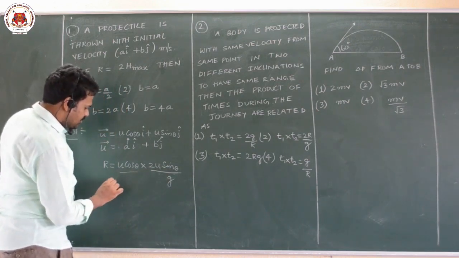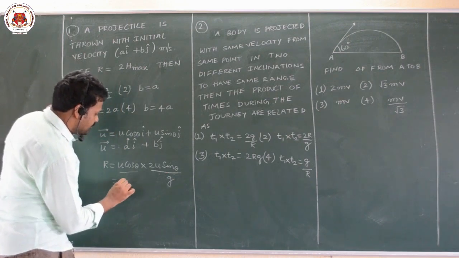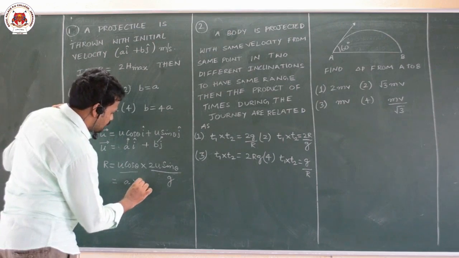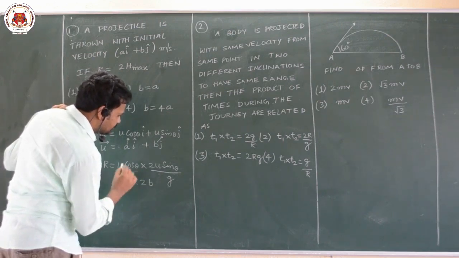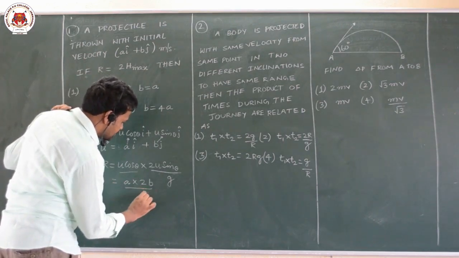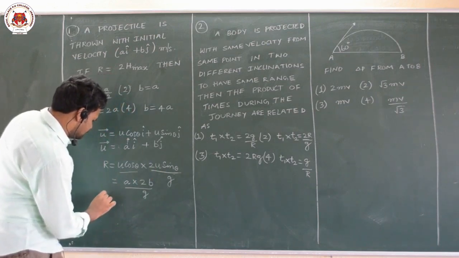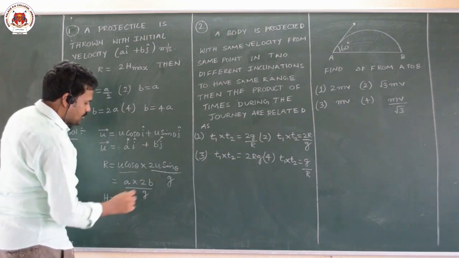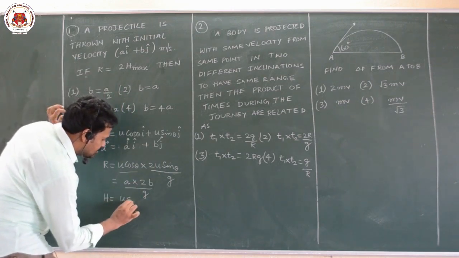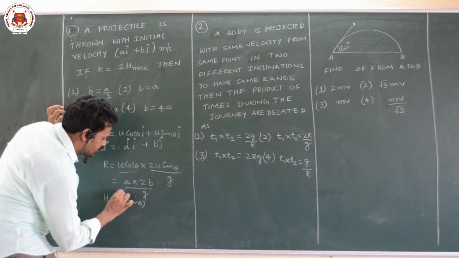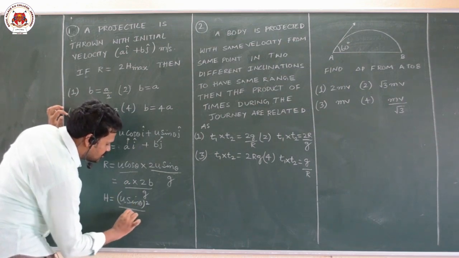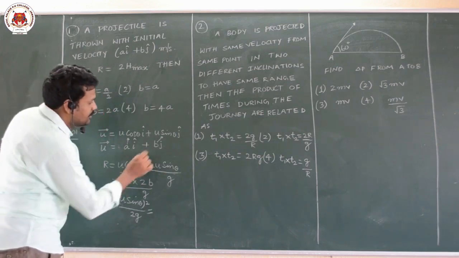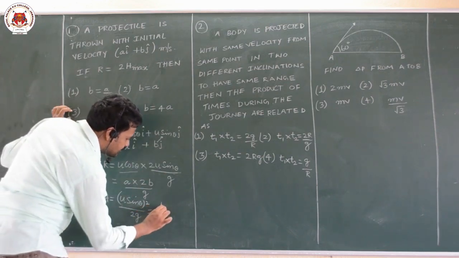So, what can I write? Range is equal to a into 2b by g. This is range. Similarly, height is equal to u sin theta whole square by 2g. So, this I can write as b square by 2g.